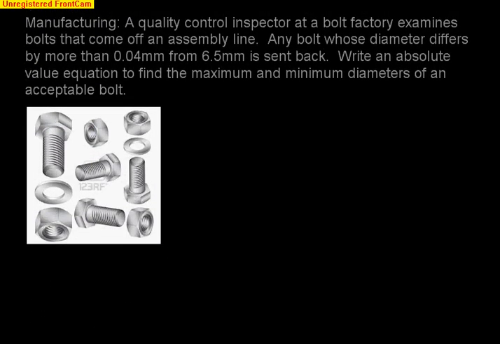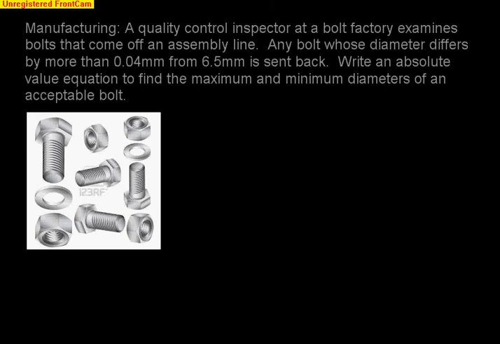We have a word problem with absolute value. A lot of times this happens in the business world. We have a manufacturing problem here. A quality control inspector at a bolt factory examines bolts that come off an assembly line. Any bolt whose diameter differs by more than 0.04 millimeters from 6.5 millimeters is sent back. So we can be 6.5 plus 0.04 or 6.5 minus 0.04. So we're going to write an absolute value equation to find the maximum and minimum diameters that we're allowed to have for these bolts. This is an actual simple absolute value equation.